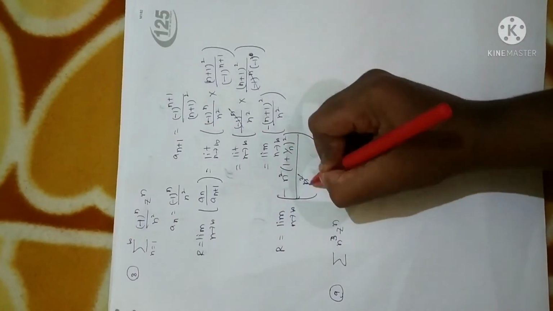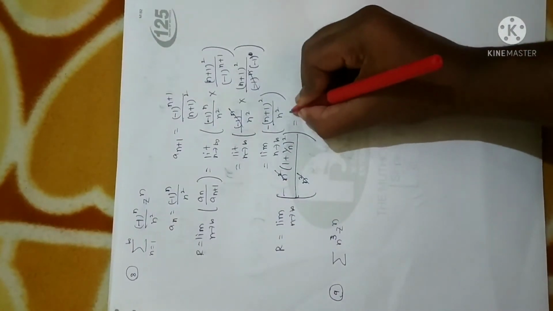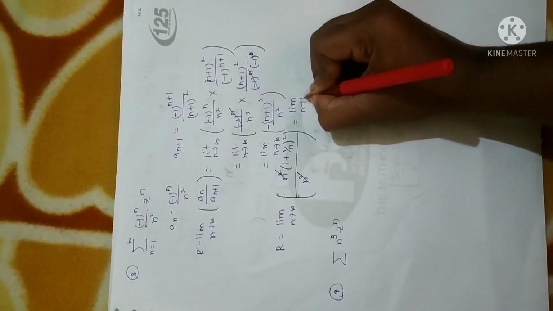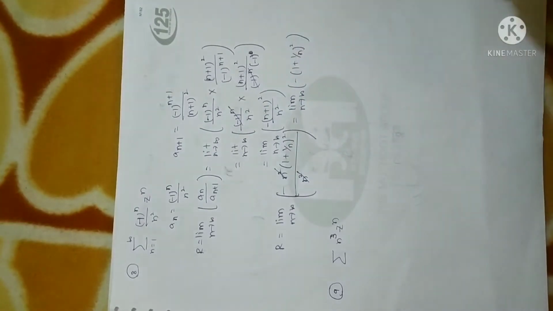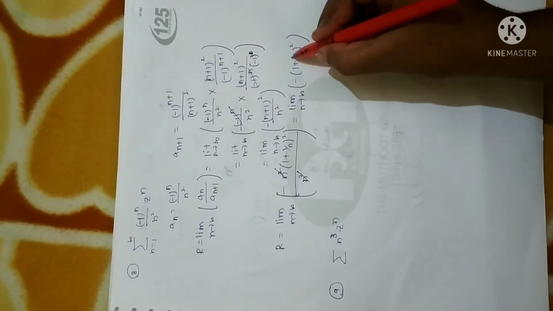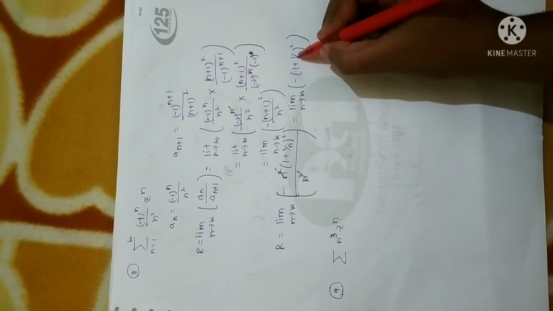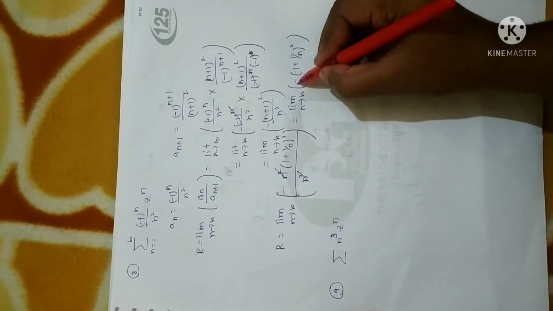Now, n square in the numerator and denominator get cancelled. So what you are left with is limit n tending to infinity, minus 1 plus 1 by n whole square. Now, you apply n tending to infinity, you will get 1 by infinity is 0. 1 plus 0 is 1. 1 square is 1. But you will get minus 1 here.